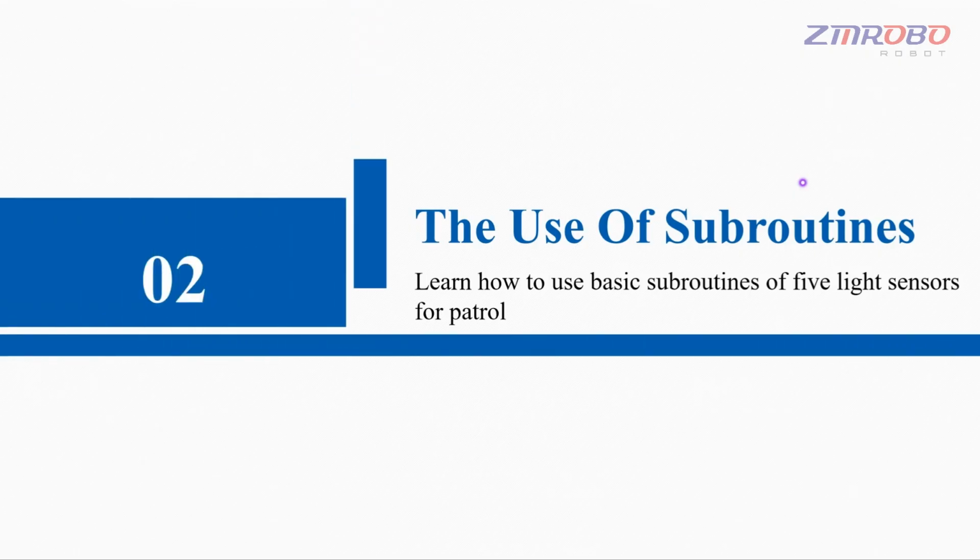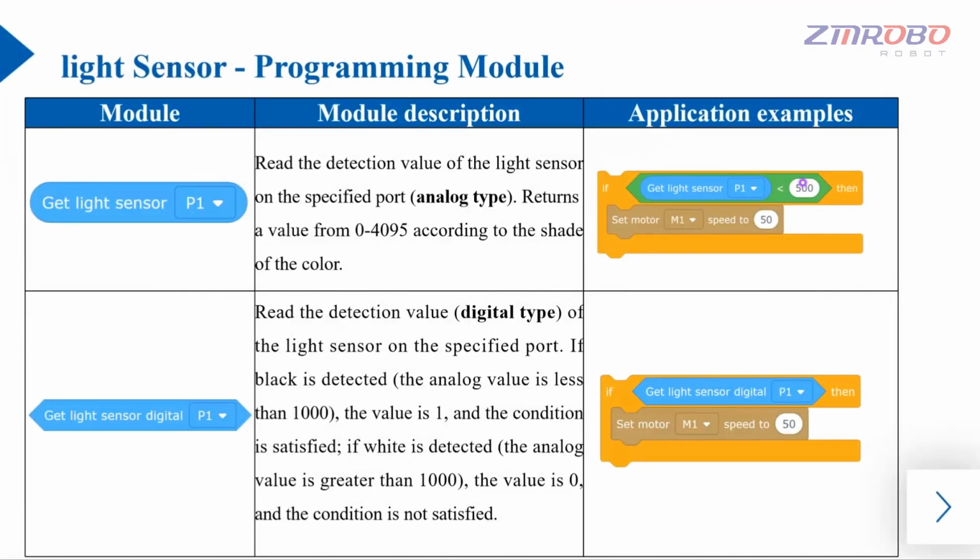Then we will learn how to use the basic subroutines of the 5 light sensor patrol. Let's start with an overview of the programming modules related to the light sensors. This module reads the detected analog type value of the photoelectric sensor on the specified port and can return a value from 0 to 4095 depending on the color depth.